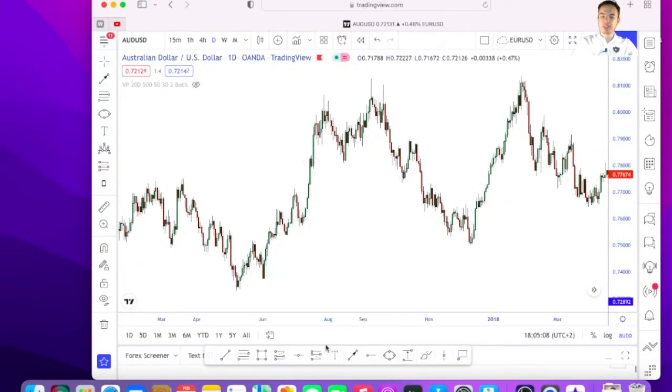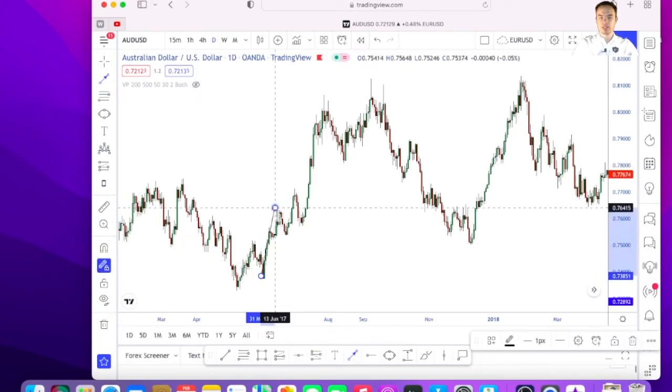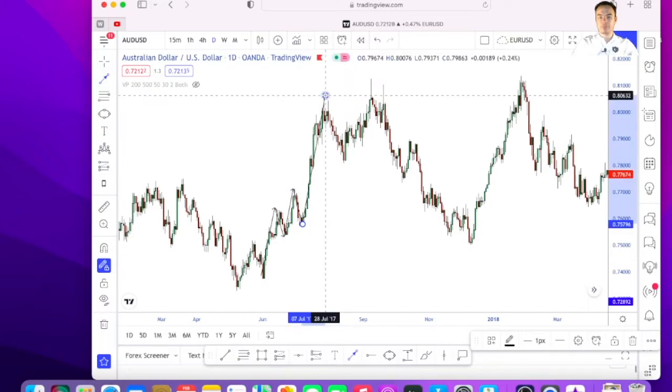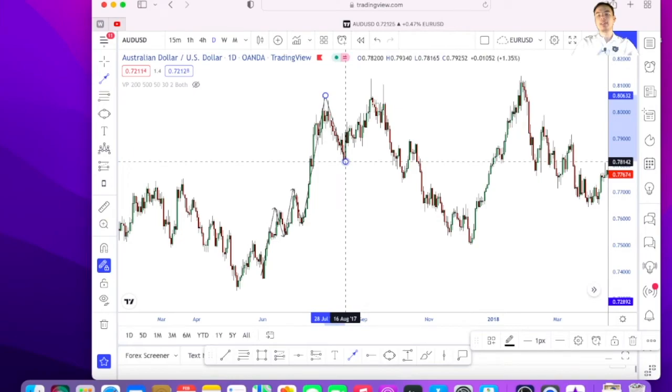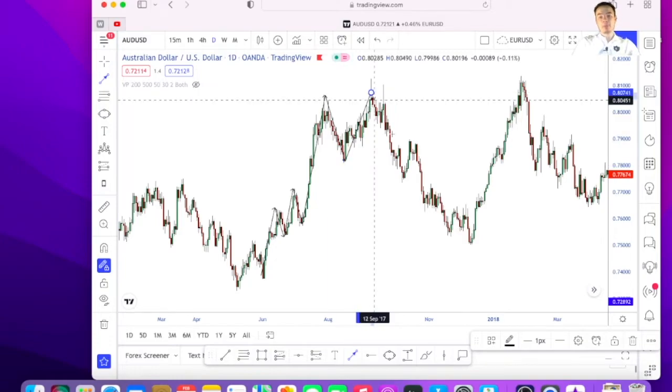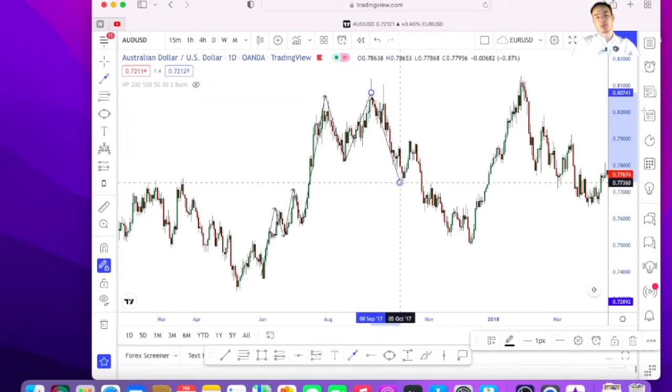So here is an example of a double top. Price makes higher highs, higher low, higher high, higher low, higher high, higher low, and then makes an equal high, indicating a potential reversal. Boom, lower low came for the retest.